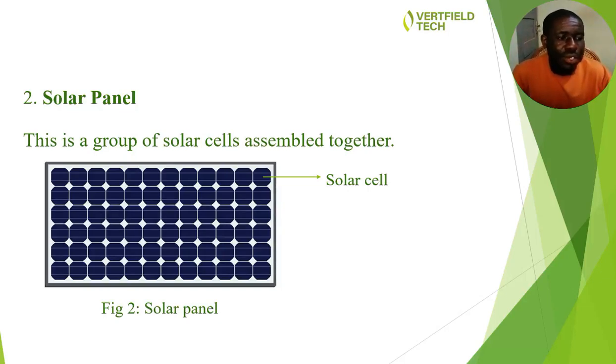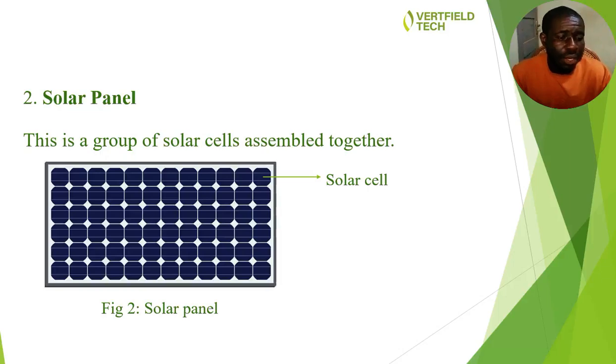So your solar panel is made up of a group of cells that are assembled together, which means if you combine different cells together, different photovoltaic cells together, you are going to be making your solar panels yourself. So it means that in your single solar panel component, there are a specific number of cells that make up your solar panel.